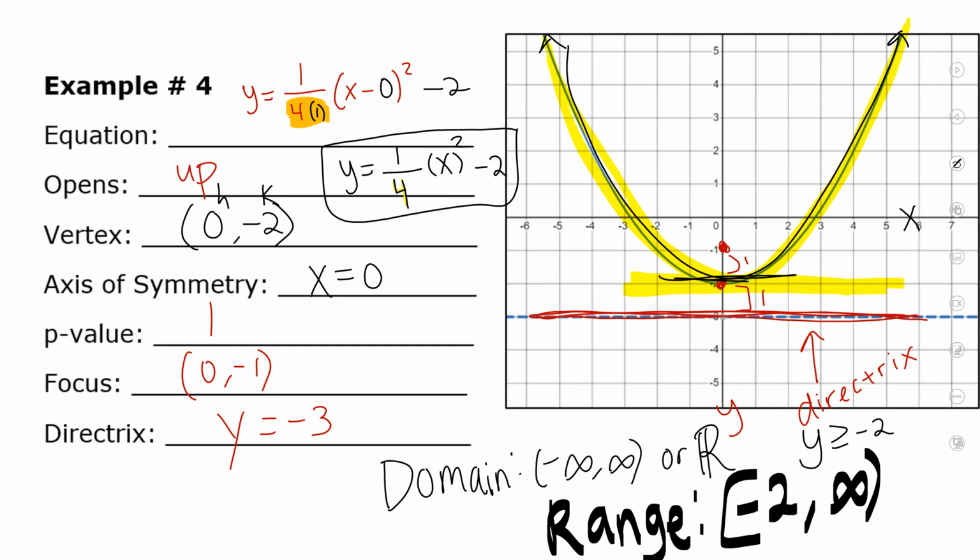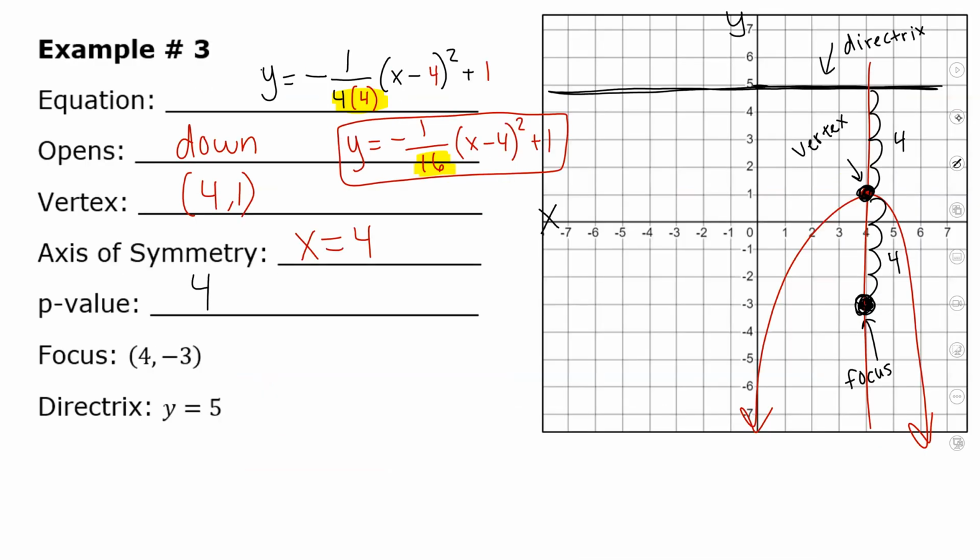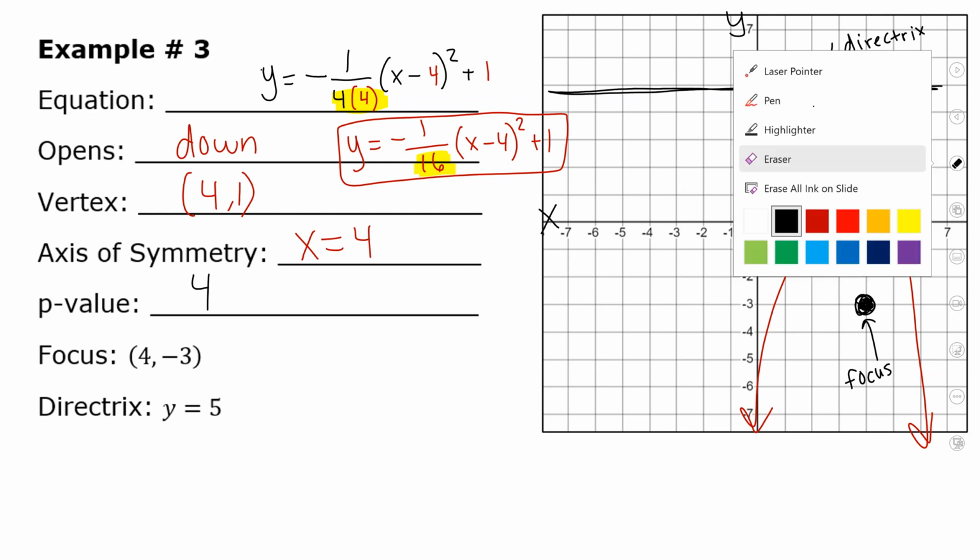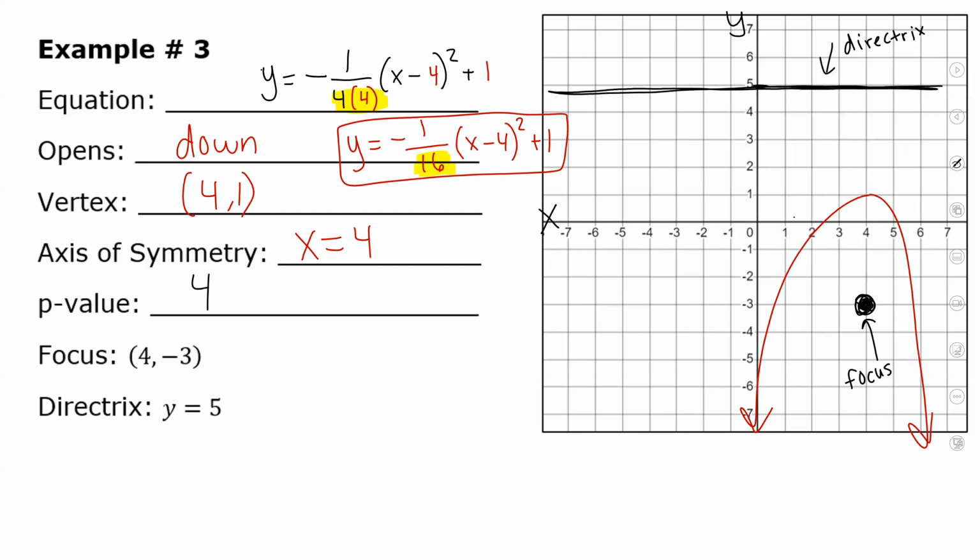Let's look at the one before it. Example 3, it's facing down. So let me clean this up a little bit. All right. Okay, so let's talk about the domain and the range for example 3. Well, the domain, it goes forever left and forever right. So my domain for this example is the same, all real numbers.